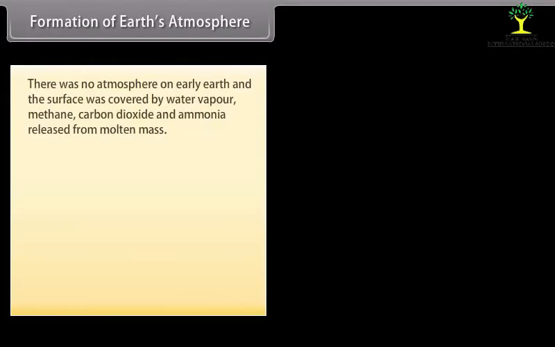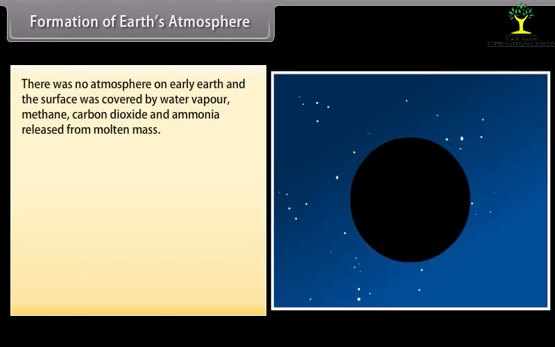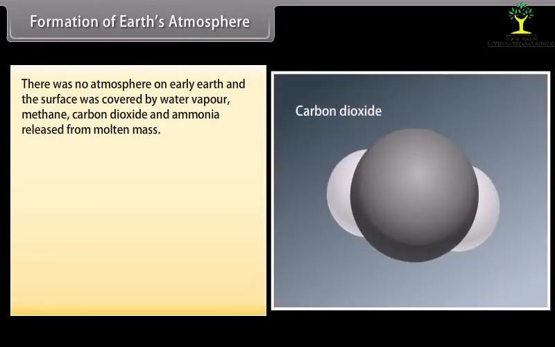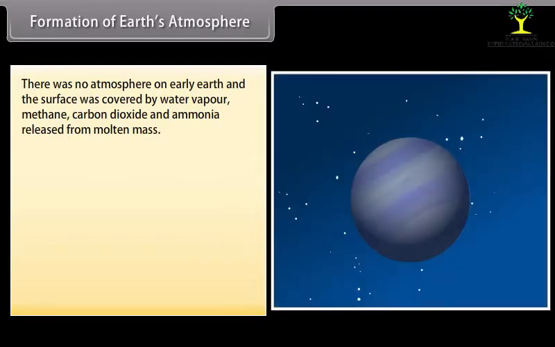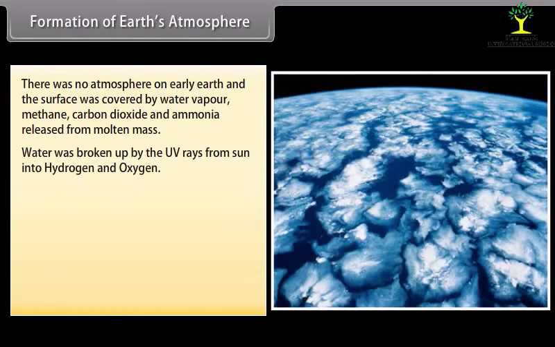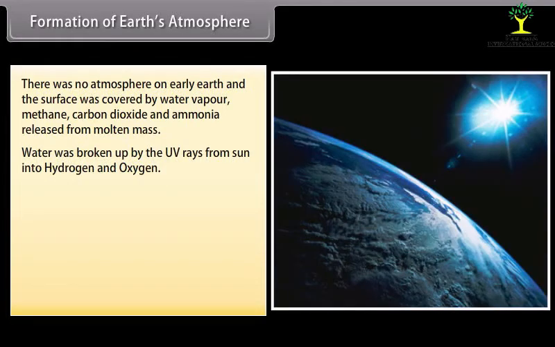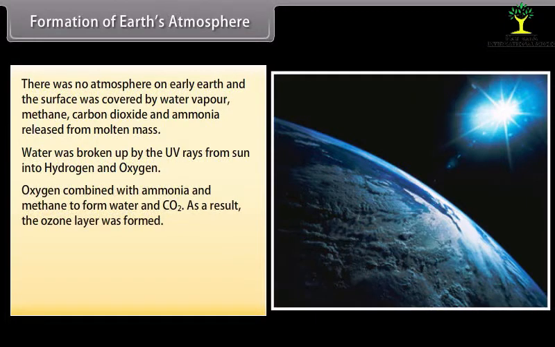Formation of Earth's atmosphere. There was no atmosphere on early Earth. The surface of Earth was covered by water vapor, methane, carbon dioxide, and ammonia released from molten mass. Water was broken up by the UV rays from sun into hydrogen and oxygen. Oxygen combined with ammonia and methane to form water and CO2. As a result, the ozone layer was formed.